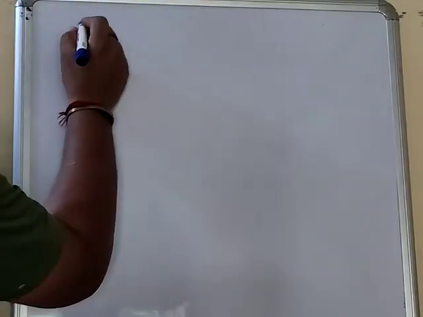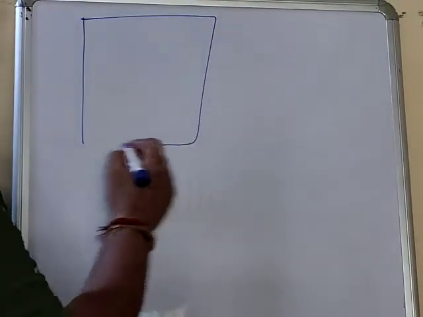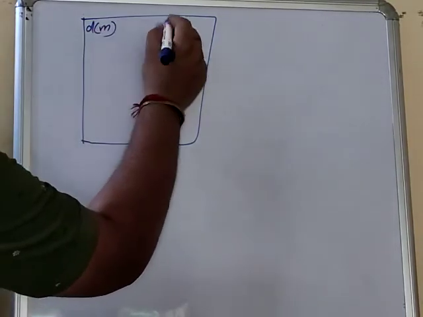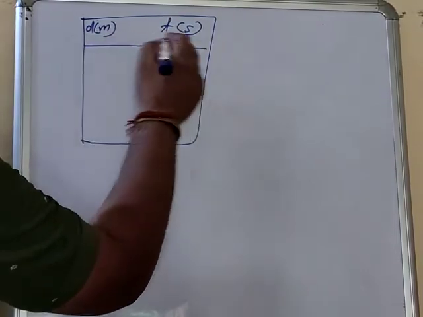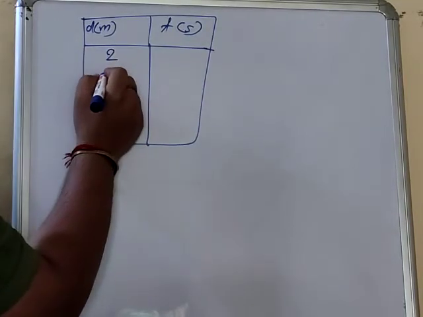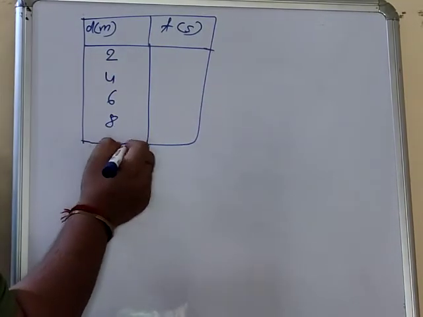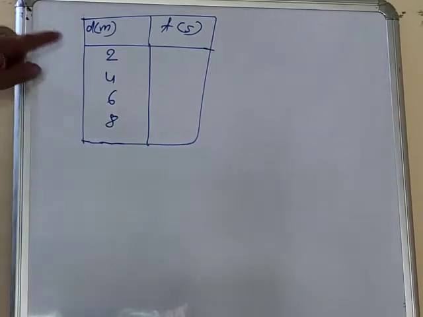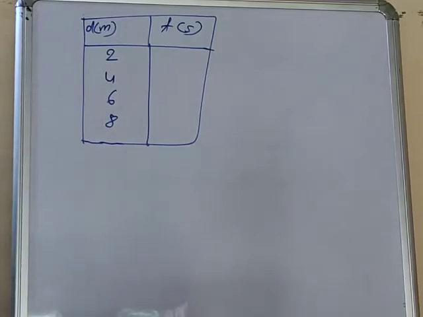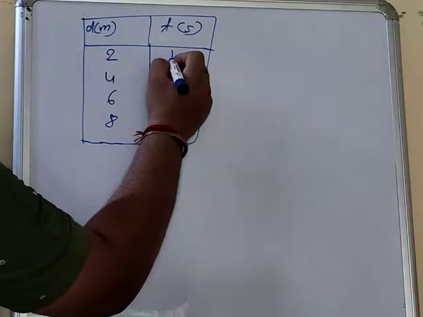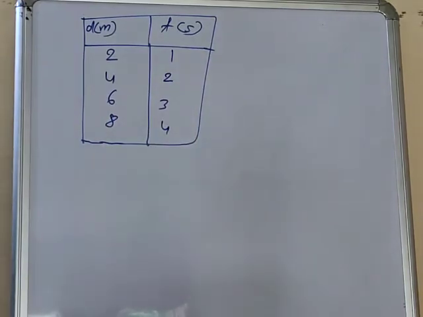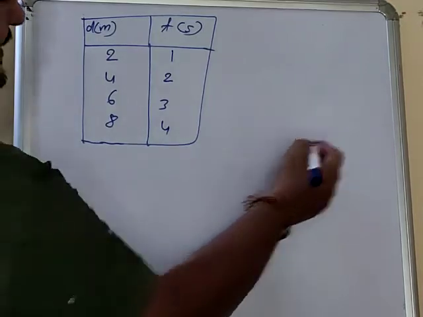For uniform motion, just take a table. Here distance in meter and take time in second. Suppose the object covered 2 kilometer, 4 kilometer, 6 kilometer and 8 kilometer, meaning equal change in distance and equal change in interval of time. Take 1 second, then 2 second, 3 second and 4 second. So our graph will be like that.